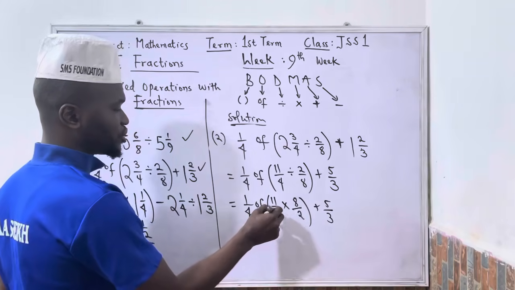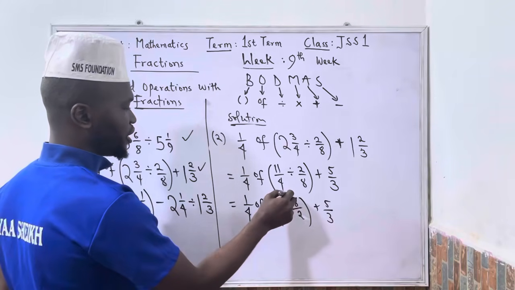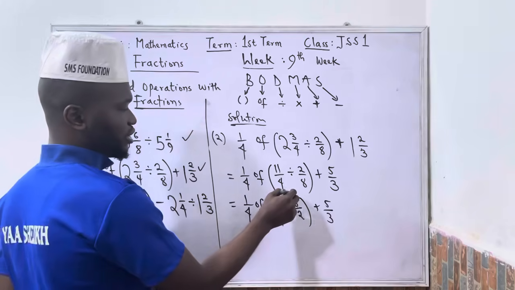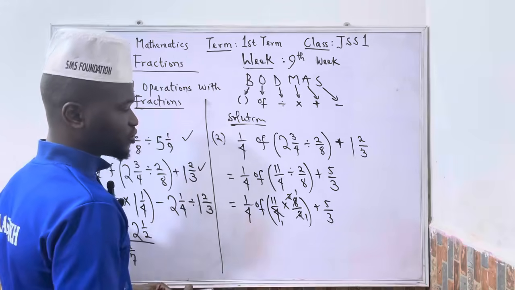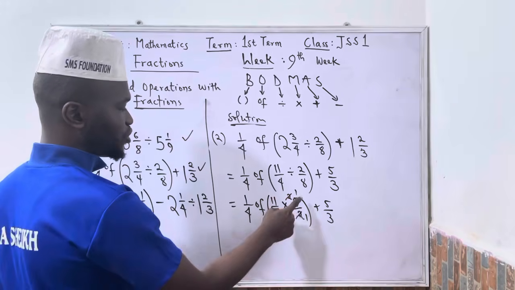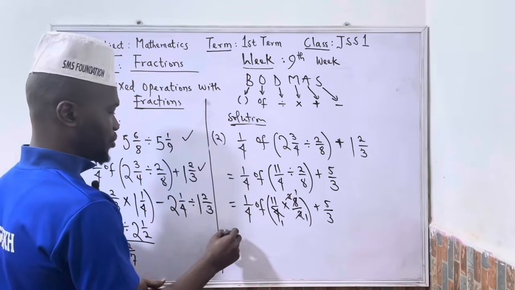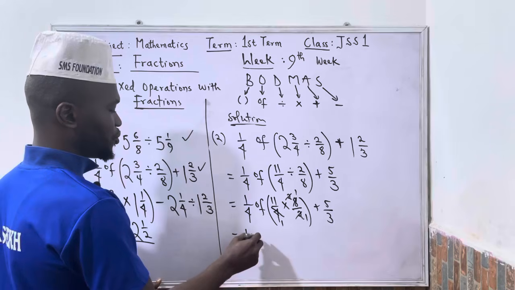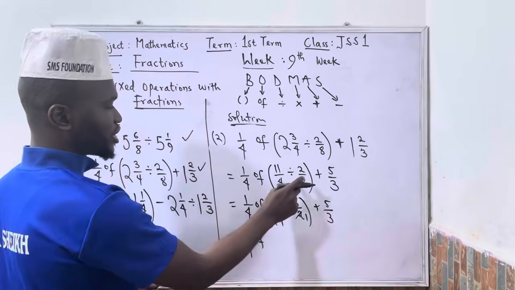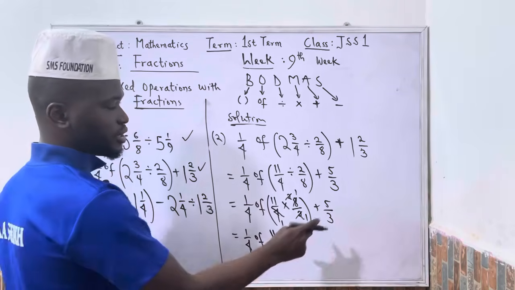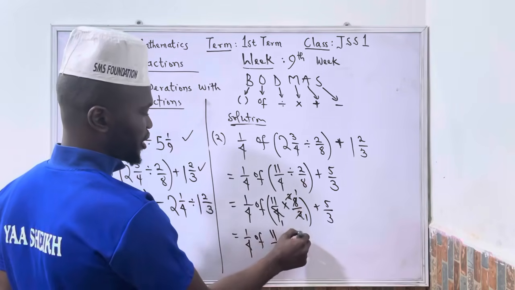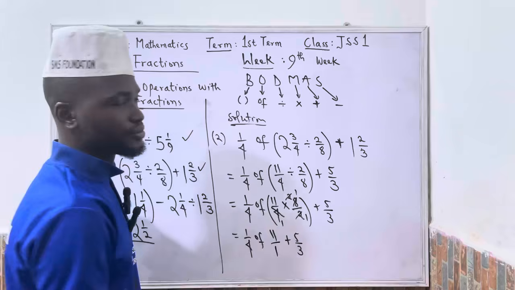So let's work on this. 4 here 1, 4 here 2. And as well, 2 can go in this once and 2 can go in this once. So I'm left with 11 times 1 over 1 times 1. So this will be 1 over 4 of what? 11 times 1, that is 11 over 1 times 1, that is 11 over 1. Then I have plus 5 over 3.